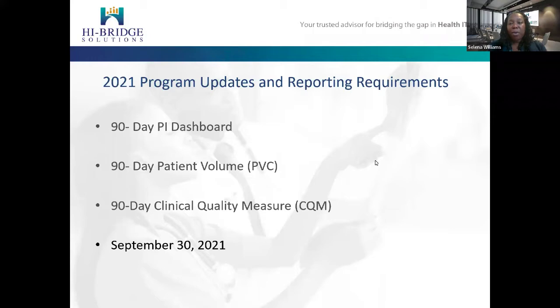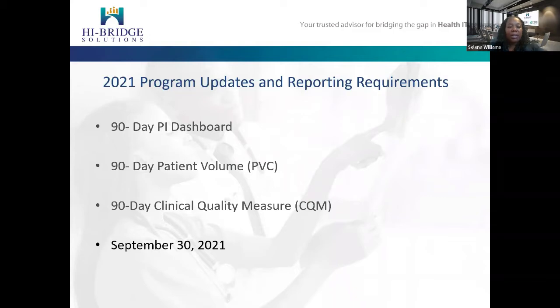It is the final program year, so we want to make sure we get you all the information you need to attest successfully. Okay, so we're going to go over the 2021 program updates and reporting requirements that have not changed since 2020. You will need a 90-day PI dashboard. That's any consecutive 90 days in your dashboard where you've passed and met all objectives and measures. A 90-day patient volume, PVC.